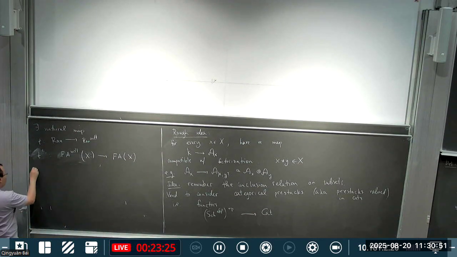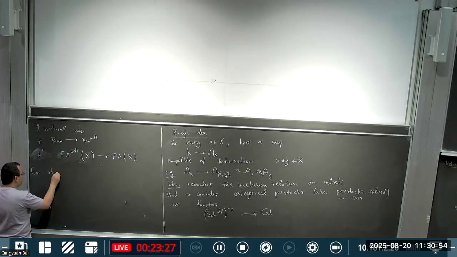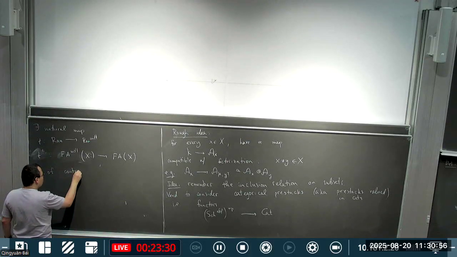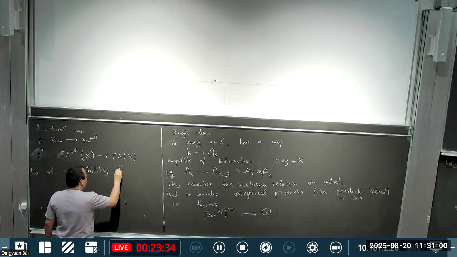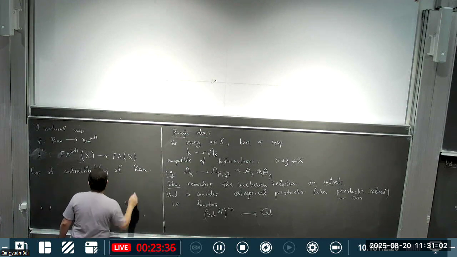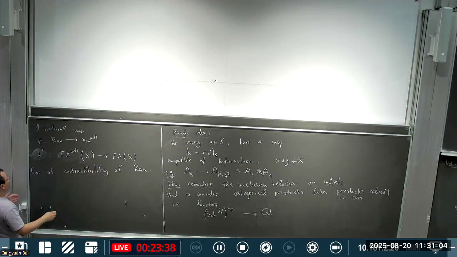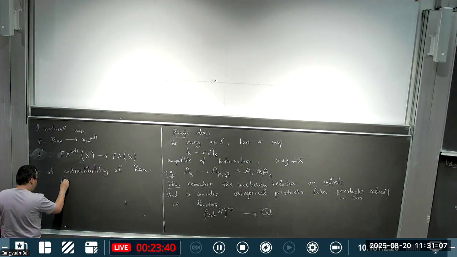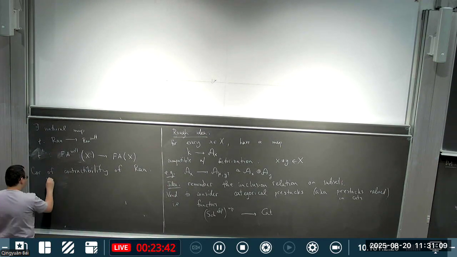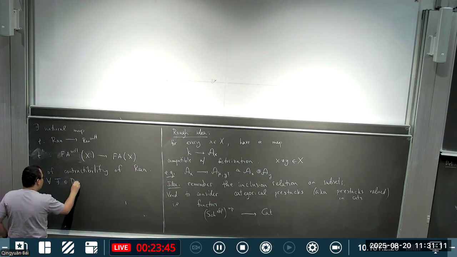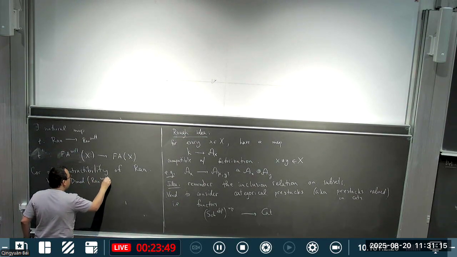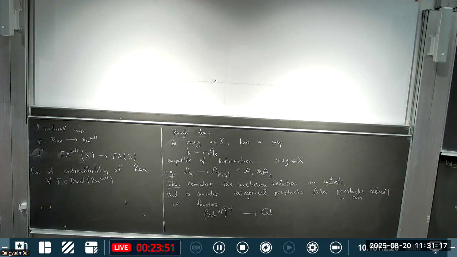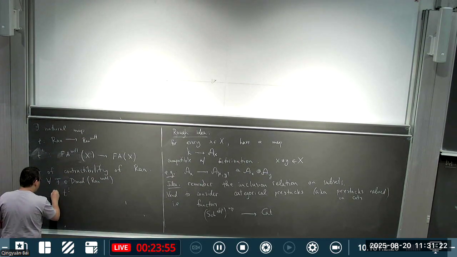And also a corollary of contractibility of the Roland space is the following remarkable fact, that for any D module whatsoever in the Unital Roland space, this has nothing to do with factorization. This is just kind of the internal structure of the space. We can do the following thing. We can restrict it.